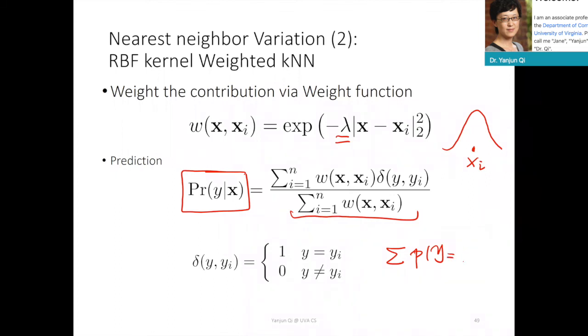So let's just see, from 1 to capital C. The reason why we do this normalization is to make sure this still looks like a probability. All right, so you get a probability vector from the prediction.